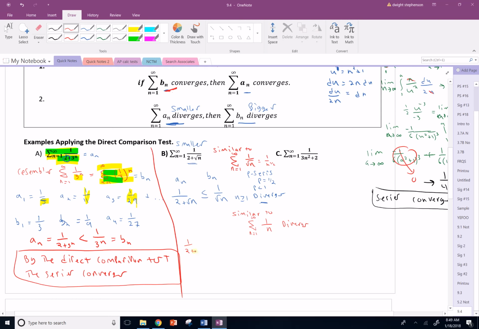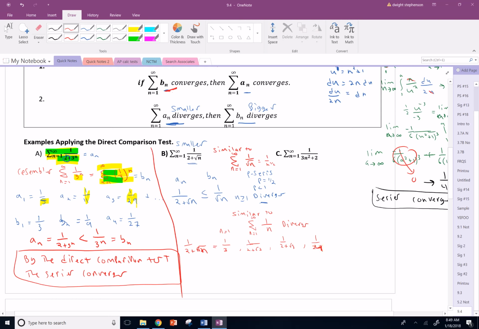Let's do this one first. The terms are: plug in 1, you get 1 over 2 plus square root of 1, which is 3, so 1/3. Plug in 2, so this is n equals 1. Plug in 2, you get 1 over 2 plus square root of 2, which, you know, we'd have to use a calculator to figure out what that is. And the next one, plug in 3, you get 1 over 2 plus square root of 3. And then we can do 4: 1 over 2 plus 2, which is 1 over 4.